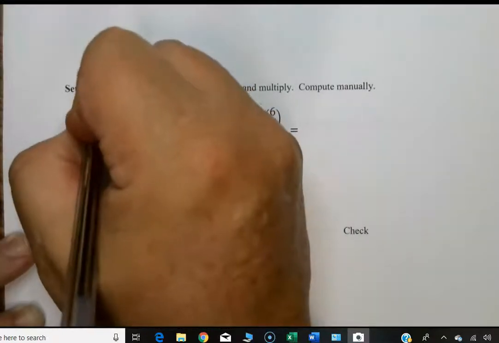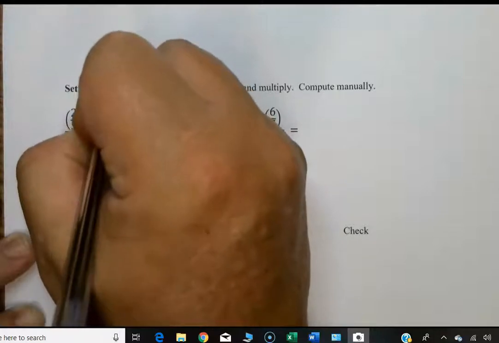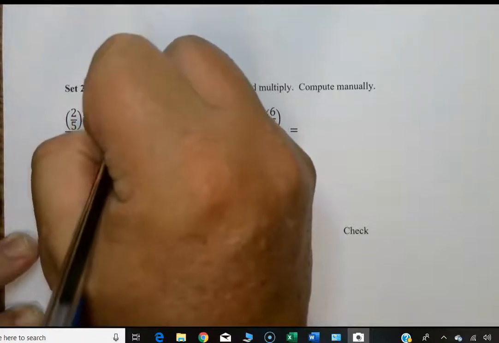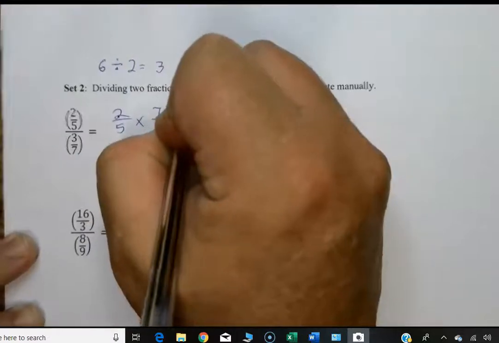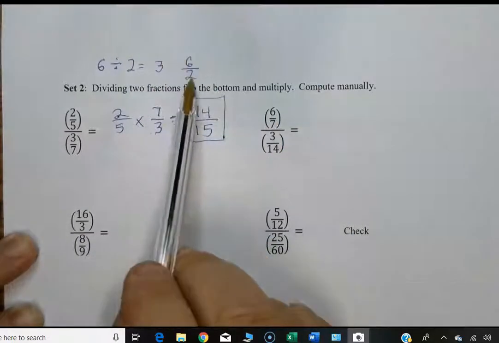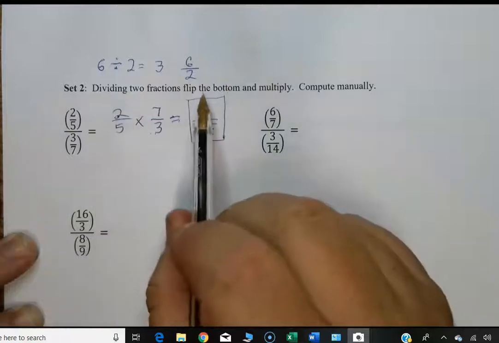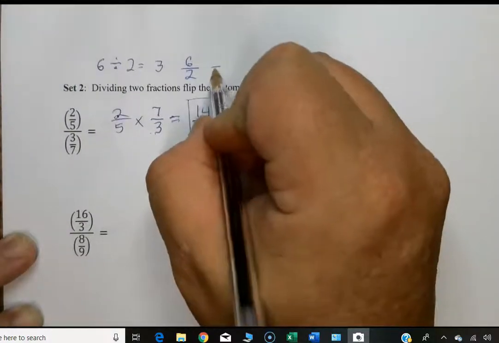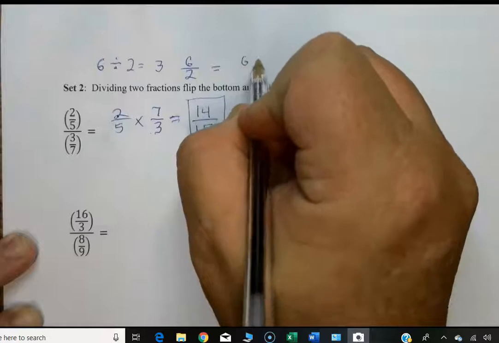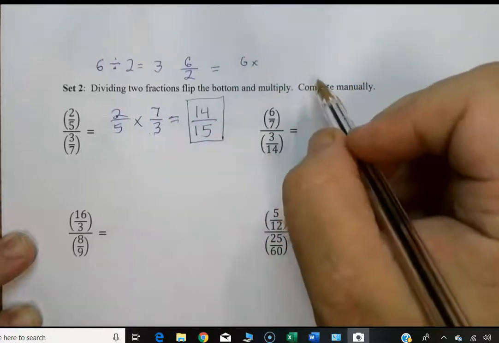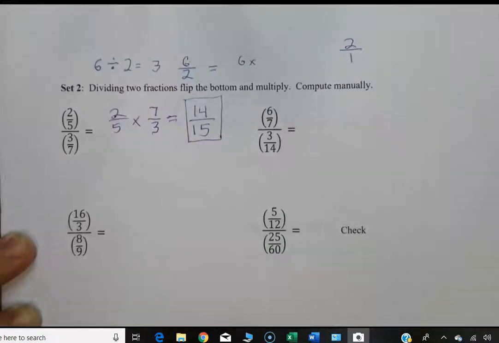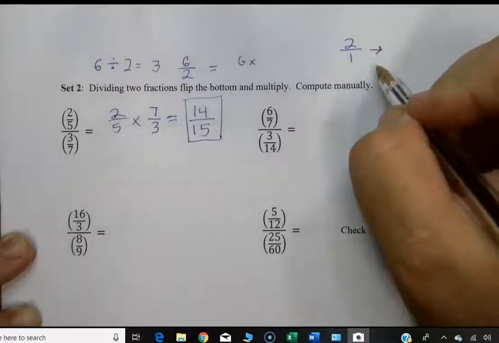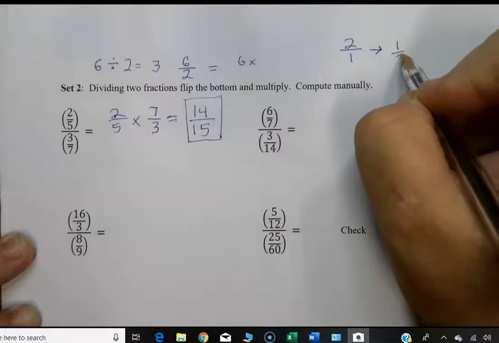Okay, why does this work, this flip and multiply thing? Well, let's just take a simple example. What's 6 divided by 2? Well, we know that equals 3. We could have also written that as 6 over 2. That's just another way of writing 6 divided by 2, and that equals 3. All right, that's the same as 6 times the reciprocal of 2. What's the reciprocal? Well, if I take 2 and I put a 1 underneath it, because that's still 2, the reciprocal of that, which means you flip it, is 1/2.